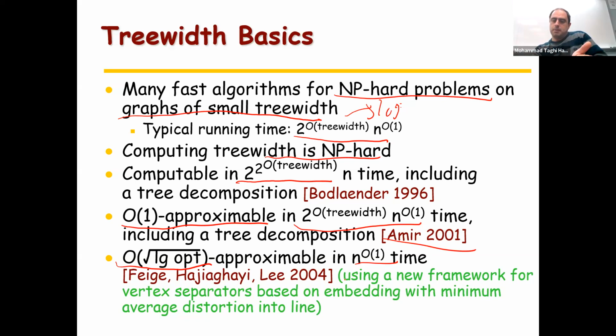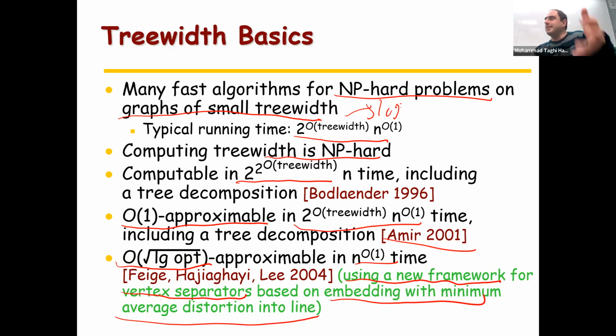This is the paper where we are using a new framework, new at that time, for vertex separators, based on embedding with minimum average distortion. So this is the idea that we are doing essentially. Here we were talking about distortion essentially into trees. To obtain this, we need to get a vertex separator. We will talk about vertex separator later. But to get the vertex separator, we are doing a minimum average distortion embedding into a line.